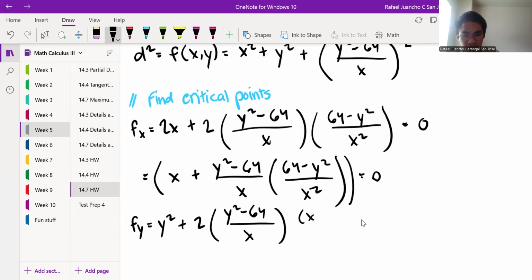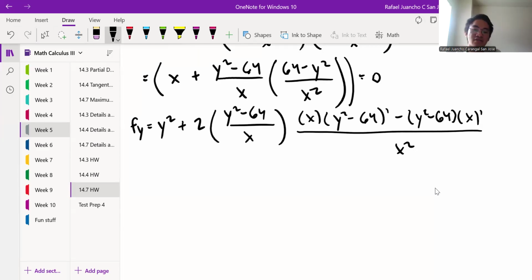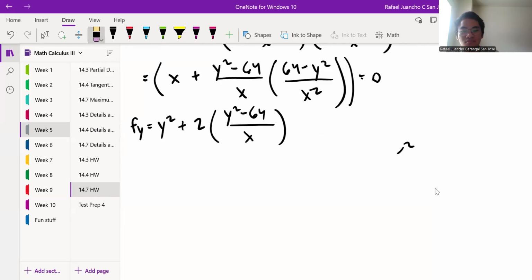So I'm going to say my low derivative of my high minus high derivative of my low over low squared. So I still get the x squared here, and I just get a 0 because my x prime is 0. Here, I get 2y. So I got 2xy over x squared. And I can factor this out. So I get 2y over x.